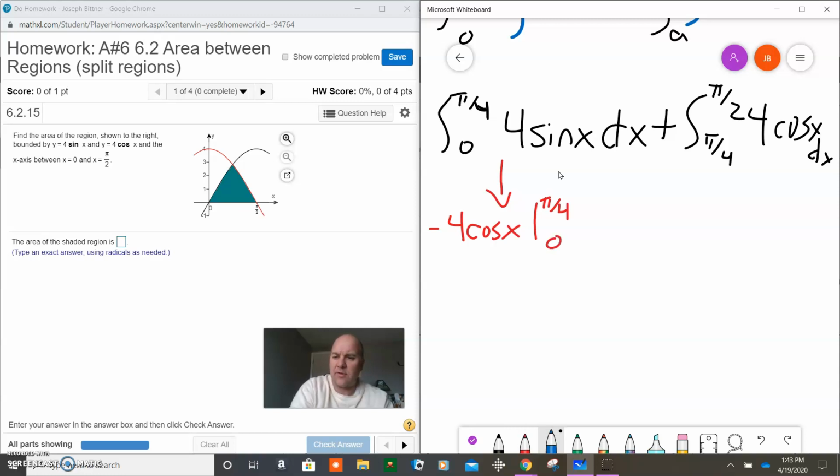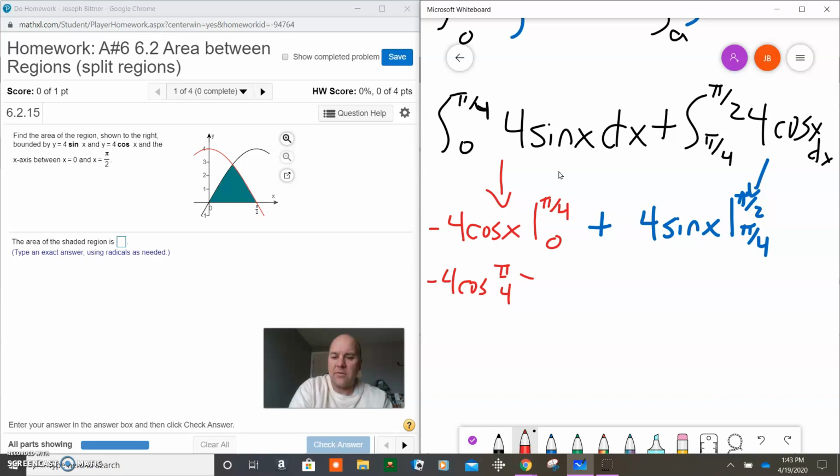I'll solve that here in a sec. Take the antiderivative of this region, and the antiderivative of cosine is actually sine. I just have to plug in pi over 2 to pi over 4. You should know the rest here. I just have to take the top, plug it in, take the bottom, plug it in. Let me rewrite this. Negative 4 cosine of pi over 4 minus, and now I have to put the other part, negative 4 cosine of 0.